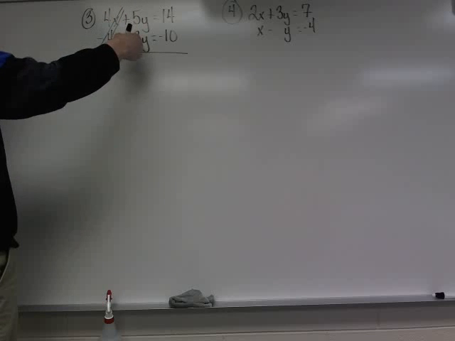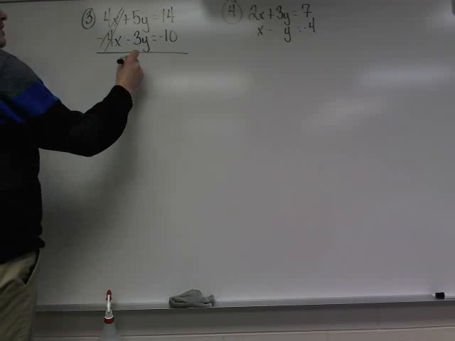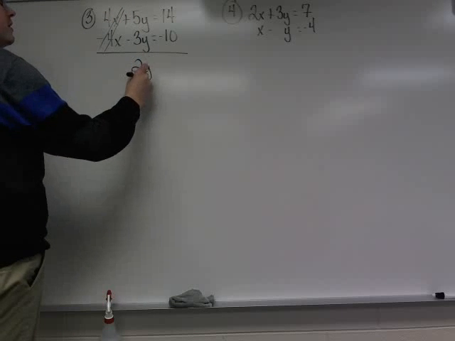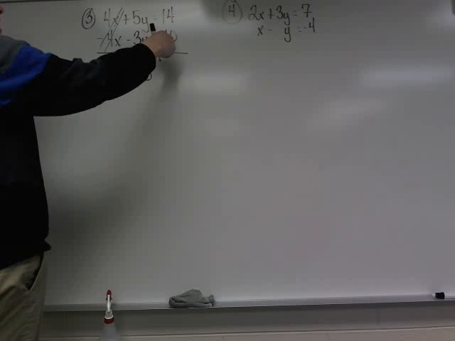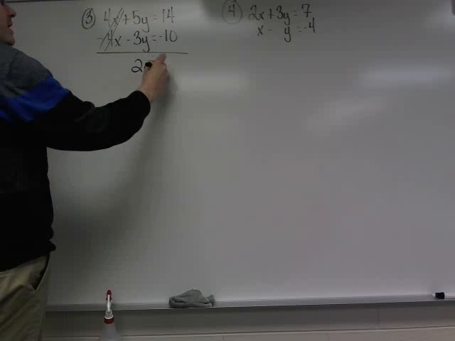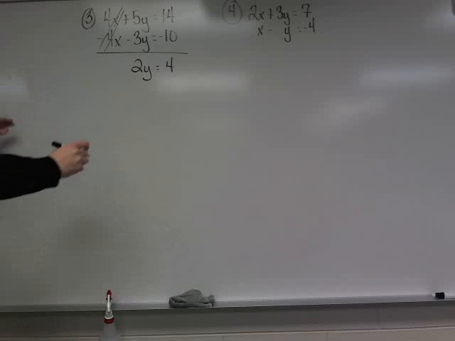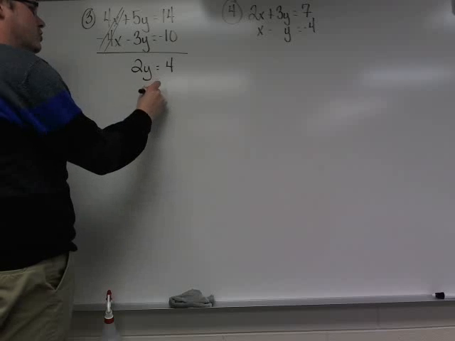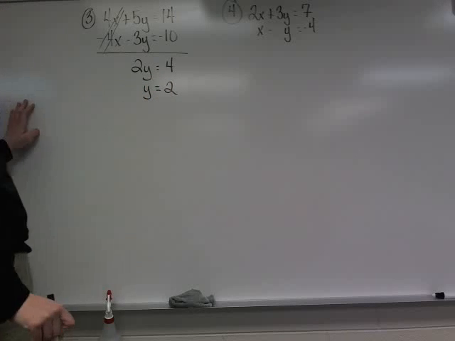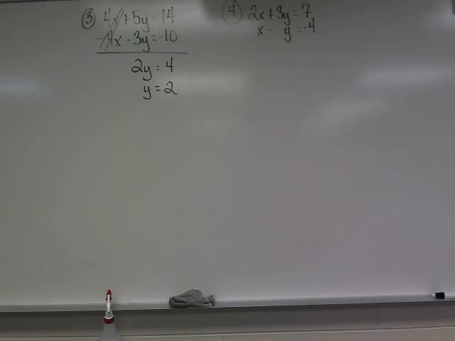I've got 5y and negative 3y. That's going to go together to give me 2y's. And I've got 14 and negative 10. That's going to go together to make 4. So I've got 2y's equal 4. Well, if 2y's equal 4, then that means y must equal 2, because 2 times 2 is 4. All right, so we've solved for one variable.